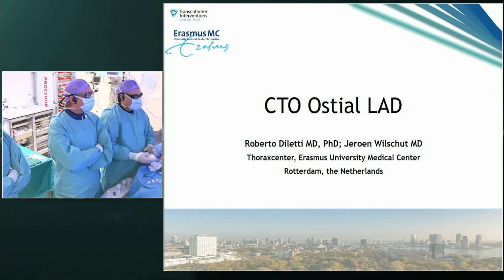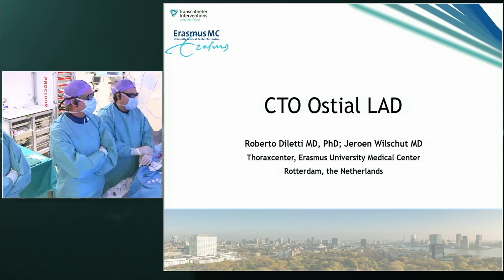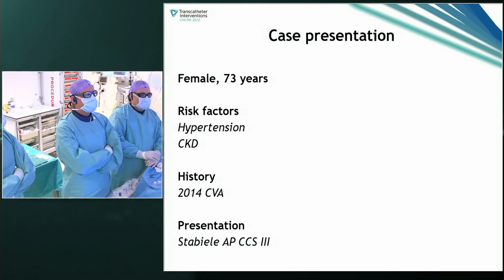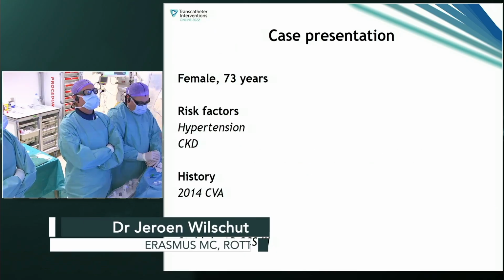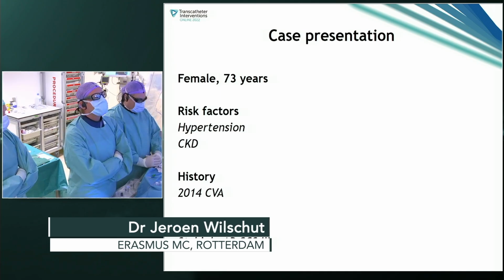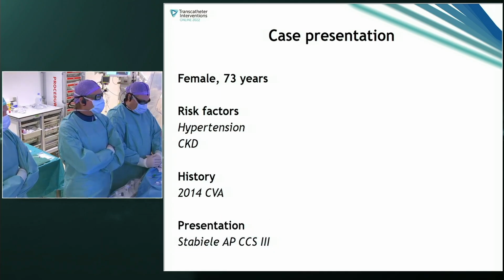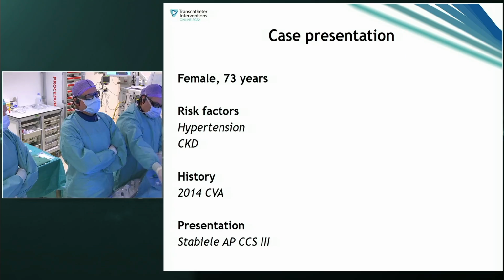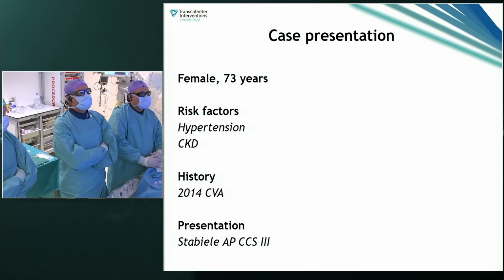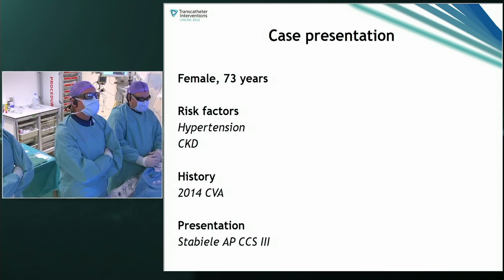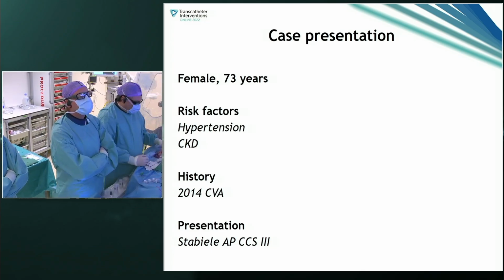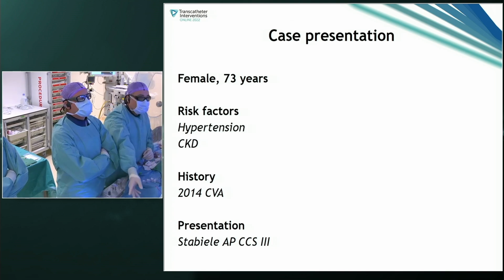So what we're going to share with you today is I think a very interesting case. It concerns a CTO of an ostial LAD. The case concerns a female of 73 years old. She's been known with risk factors, hypertension and kidney disease. Also, she had had a CVA in 2014, and she presented in the outpatient clinic with rapidly progressive angina, currently CCS class 3. Next slide, please.